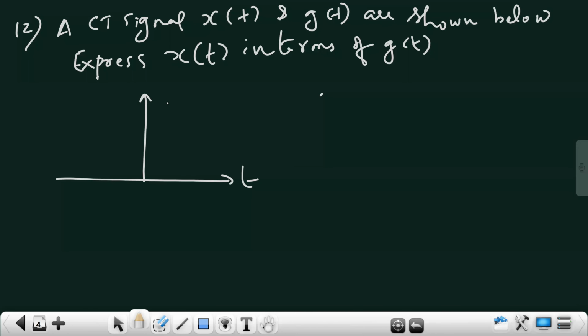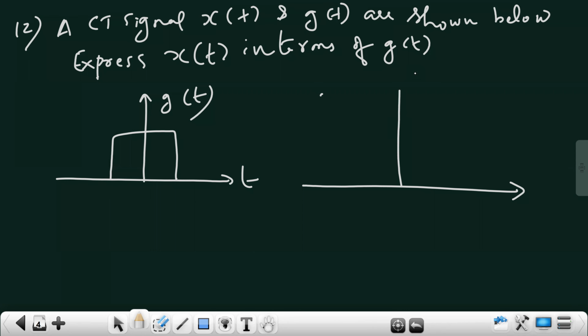This is the g of t that you have, and this is the x of t that you have. The staircase waveform.